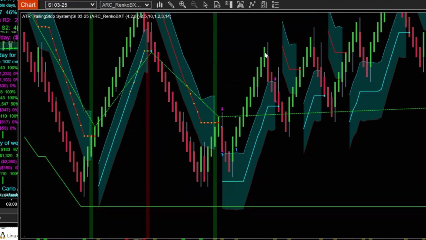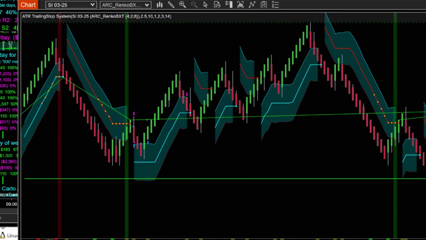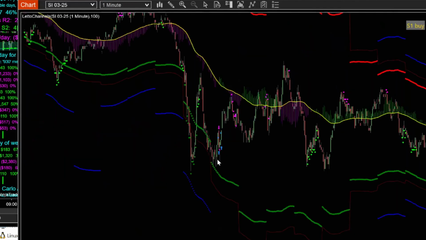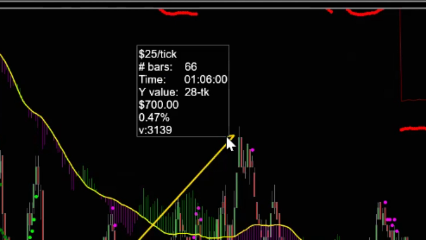I was up $310, one contract. It retraced down to here. I wanted to go long again. I just kind of chickened out, but it did find that bottom on the oversold LettoChannels move here. This would have been a beefy move had I stayed in it. This is a $700 push up in silver.